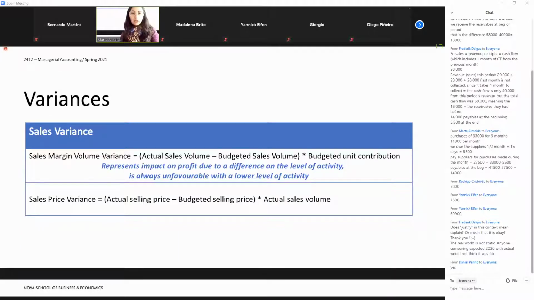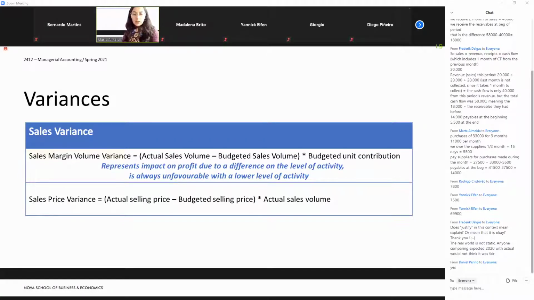So going on each variance in detail. For sales variance, we will have sales margin volume variance. The sales margin volume variance is the impact on profit due to a different level of activity, okay? So on the sales margin volume variance, we will use not the selling price, but the contribution margin per unit.